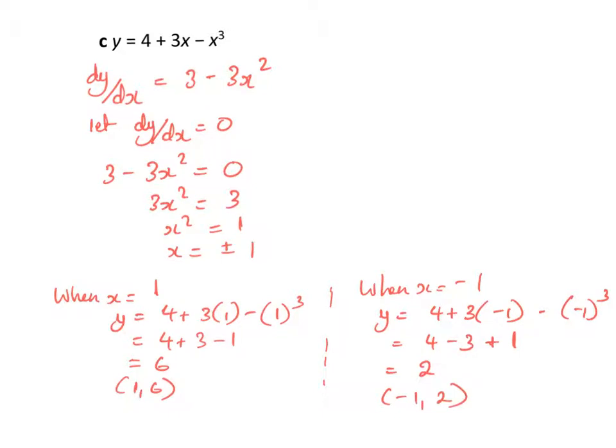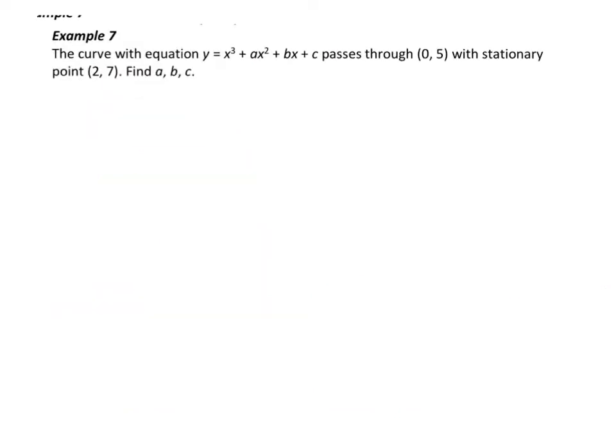The curve with equation y equals x cubed plus ax squared plus bx plus c passes through the point (0, 5) with stationary point at (2, 7). Find a, b and c. So this is not dissimilar to questions we've done previously. We're given really two bits of information there. Let's start with the easy bit.